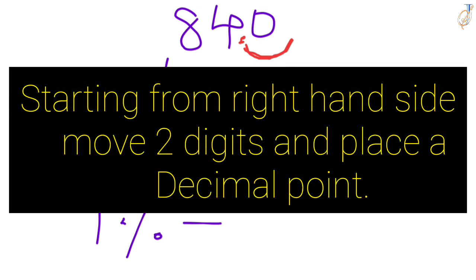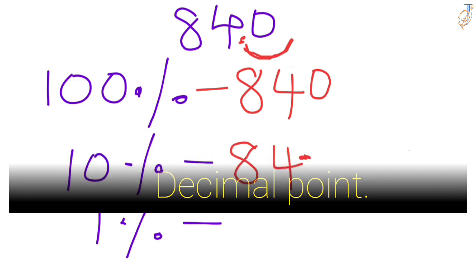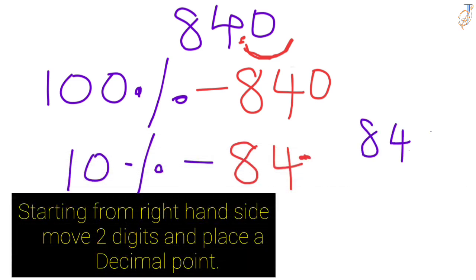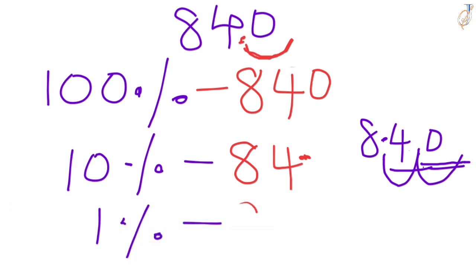Now we will see what is 1% of 840. Starting from the right hand side, you have to move 2 digits and keep a decimal point. So in 840, from the right hand side you have to move 2 digits. This is one digit and another digit. Here you place a decimal point. So that is 8.4. 1% of 840 is 8.4.